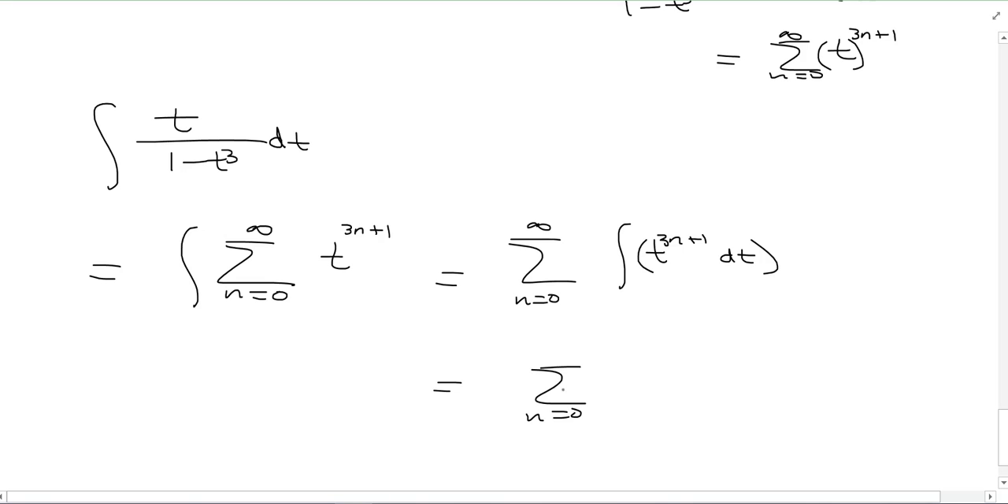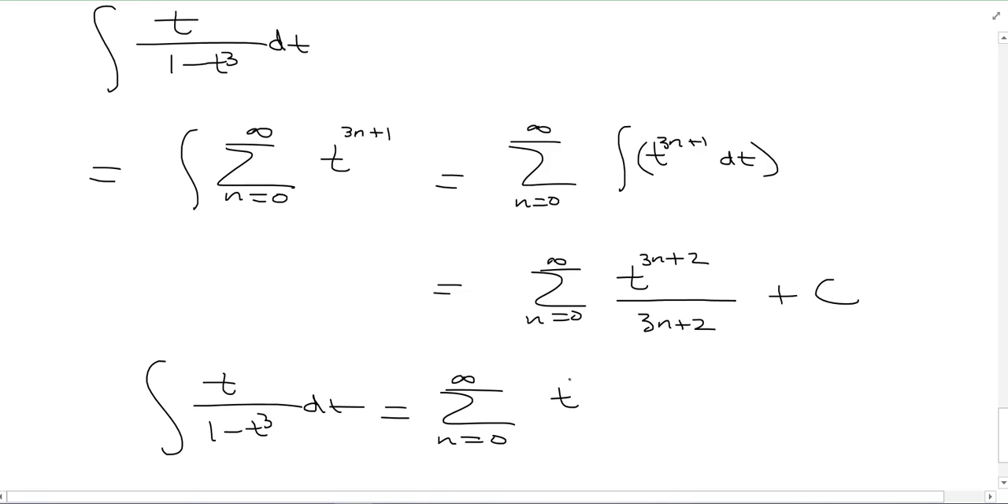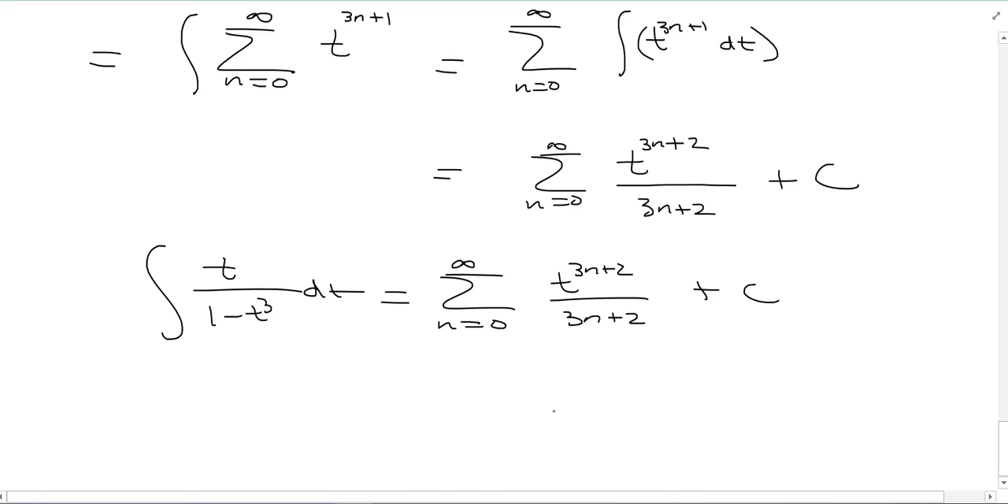So I'm going to have n equals 0 to infinity of t to the 3n plus 1, but we're taking the antiderivative, so we add 1 to the power, which makes it 3n plus 2, and divide by the new power, 3n plus 2. Since I am taking the integral, I'm going to get plus a constant. So this is our antiderivative as a power series. The antiderivative of t over 1 minus t cubed dt has a power series of the sum from n equals 0 to infinity of t to the 3n plus 2 over 3n plus 2, plus a constant. That's how you use power series to find indefinite integrals.